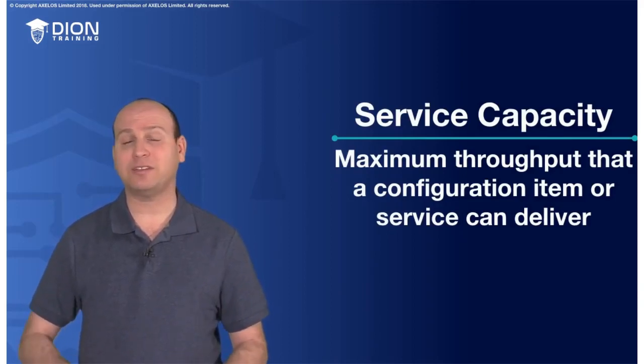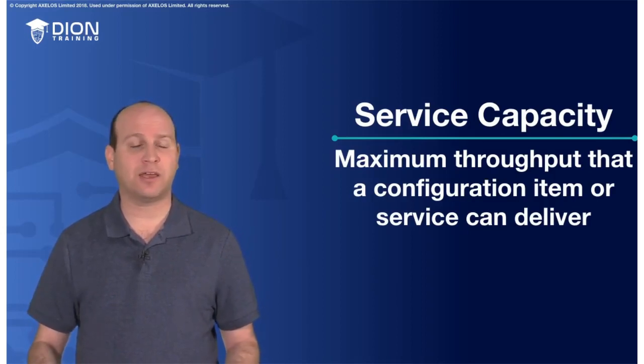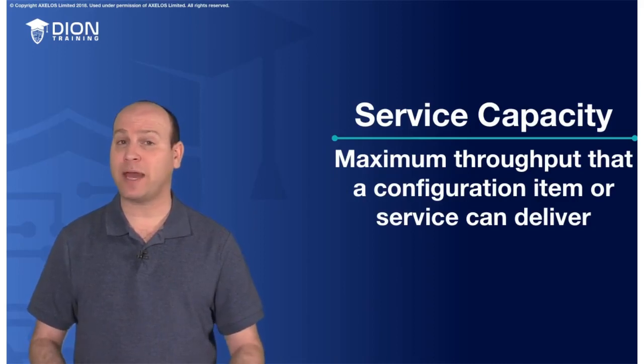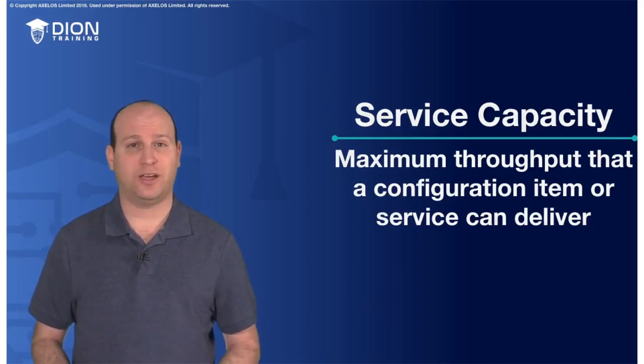If I'm talking about the capacity of your network connection, it's how fast it is. Is it 100 megabits per second? Is it 1 gigabit per second? Whatever it happens to be, that would be your maximum throughput for that configuration item.